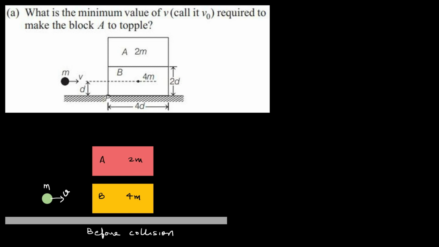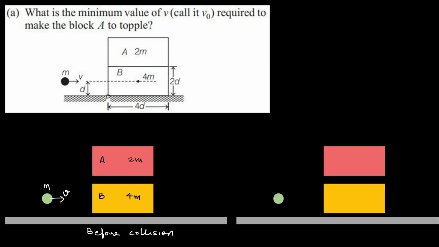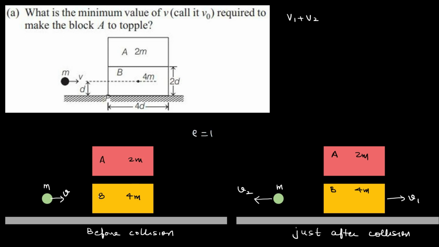So this is just before collision, and this is the picture just after collision. Suppose B moves towards the right just after collision with velocity v1, and the colliding body moves towards the left with velocity v2. The collision is perfectly elastic, so the velocity of separation, v1 plus v2, is equal to e times the velocity of approach. e is 1 because the collision is elastic, and the velocity of approach is v minus 0, that is v. So v1 plus v2 is equal to v. This is my first equation.